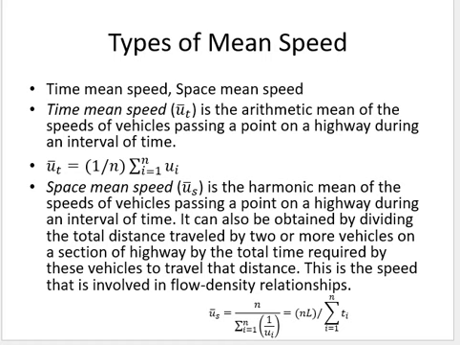Okay, then we have the types of mean speeds. We have two types of mean speeds. One is called time mean speed, the other is called space mean speed. Time mean speed is the arithmetic mean, the simple mean, total upon number, of the speed of vehicles which are passing a point during a given interval of time.